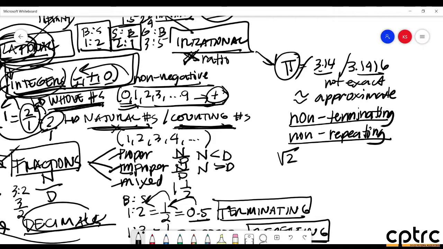Square root of 2. I-compute yung square root of 2, it's 1 point something na iyan. Yung something na iyan is also non-terminating and non-repeating. That means to say, pi and square root of 2 belongs to irrational.